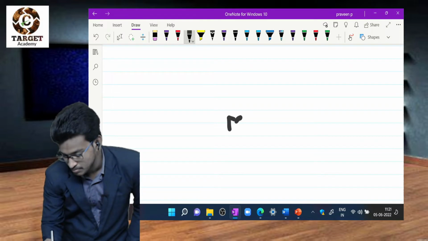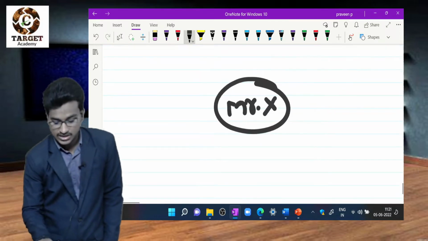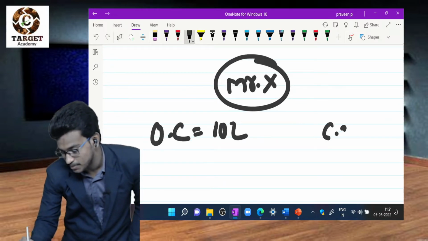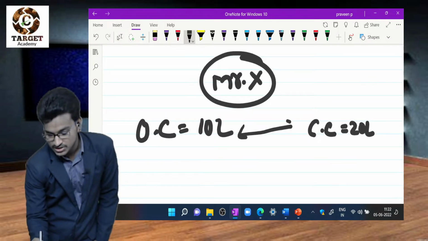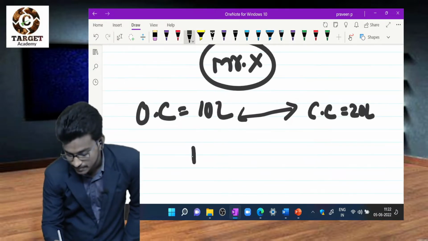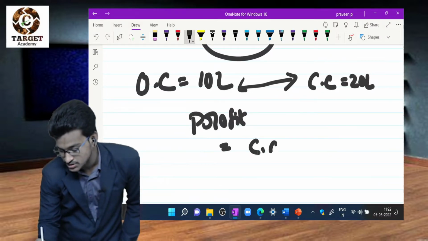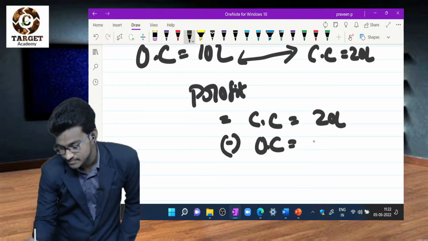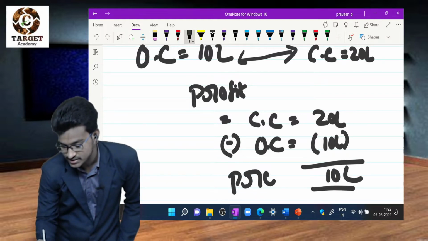For example, Mr. X came to us. He is not maintaining books of accounts. He told us his opening capital is 10 lakhs and his closing capital is 20 lakhs. There is no other transaction between these two; that means during the year there is no transaction. So what is the profit? How do we find the profit? Profit is equal to closing capital 20 lakhs minus opening capital. Correct? Then the balancing figure, 10 lakhs, is the profit.